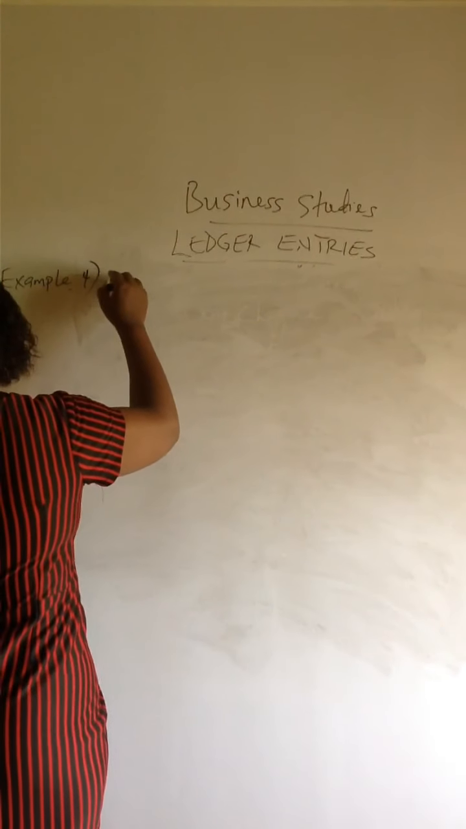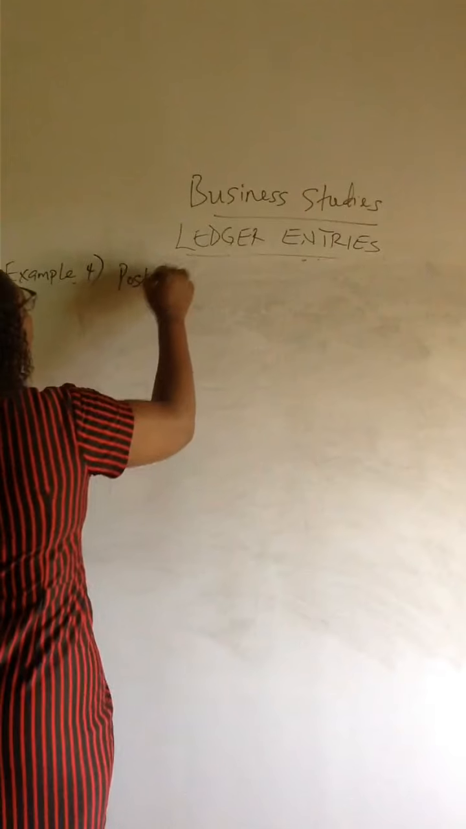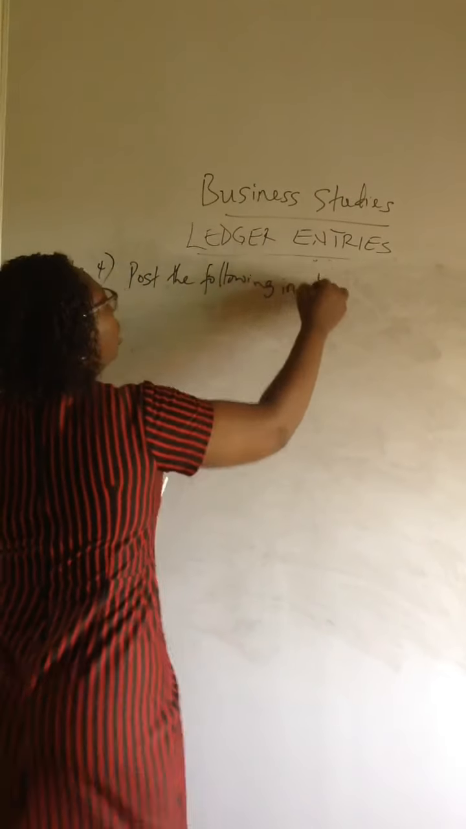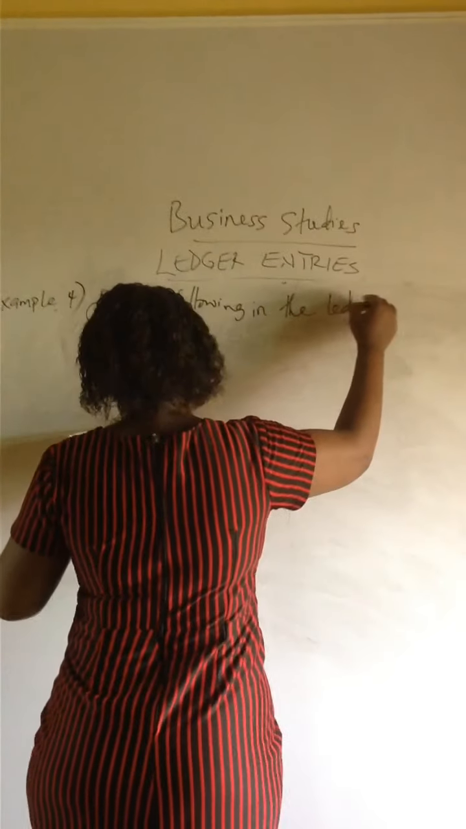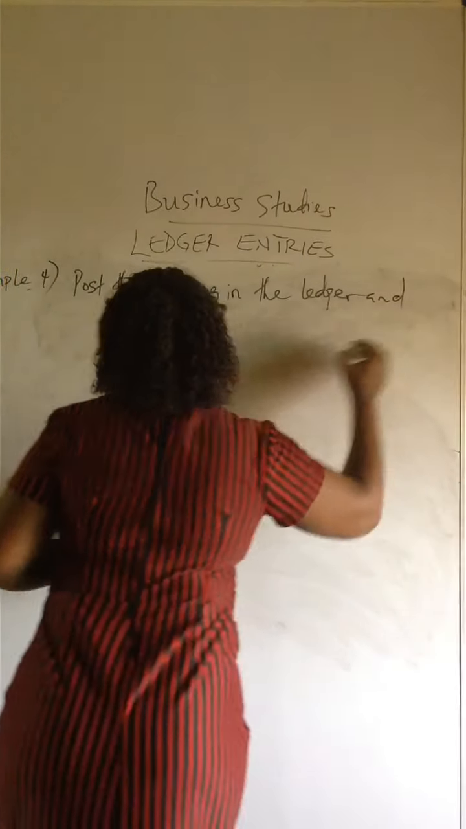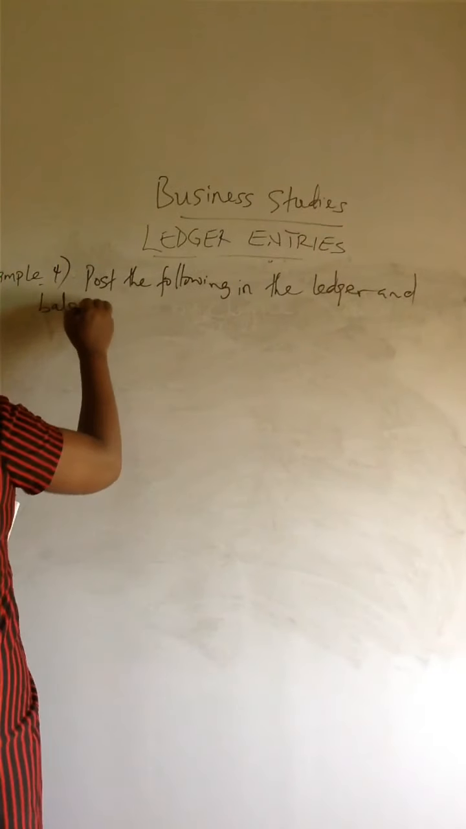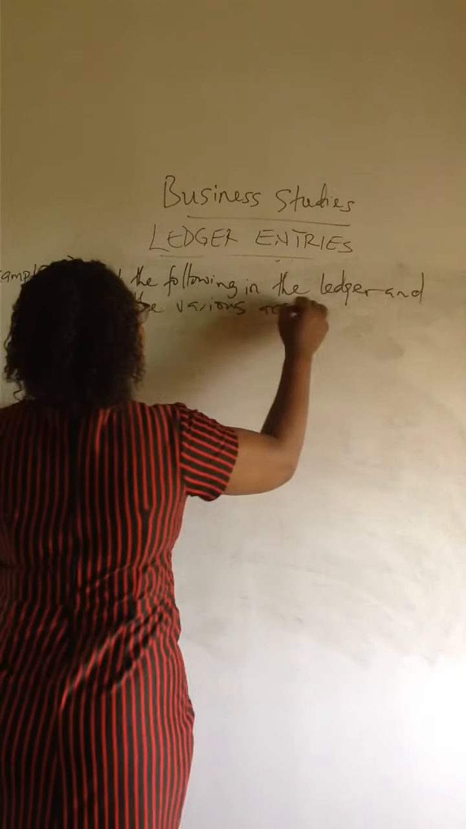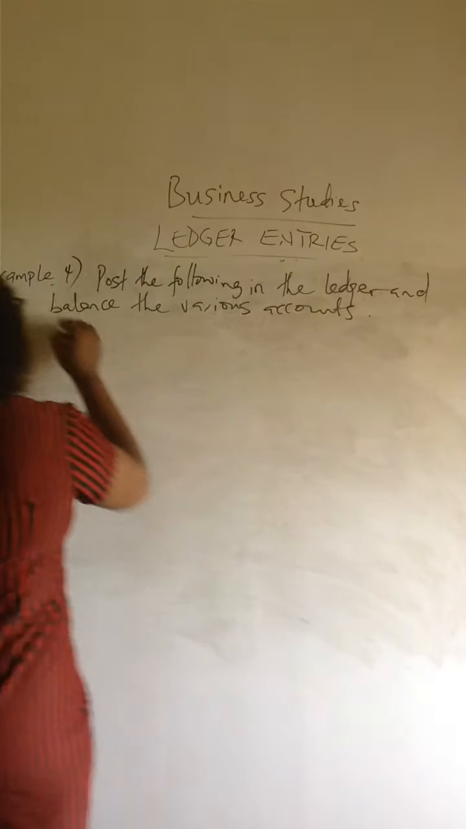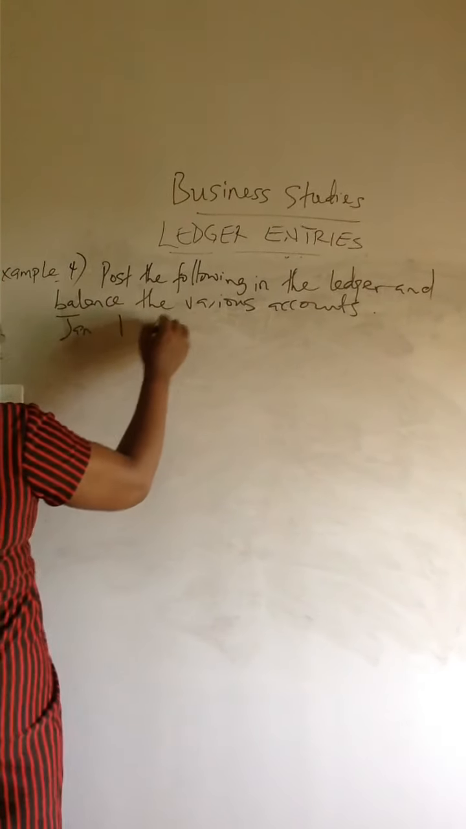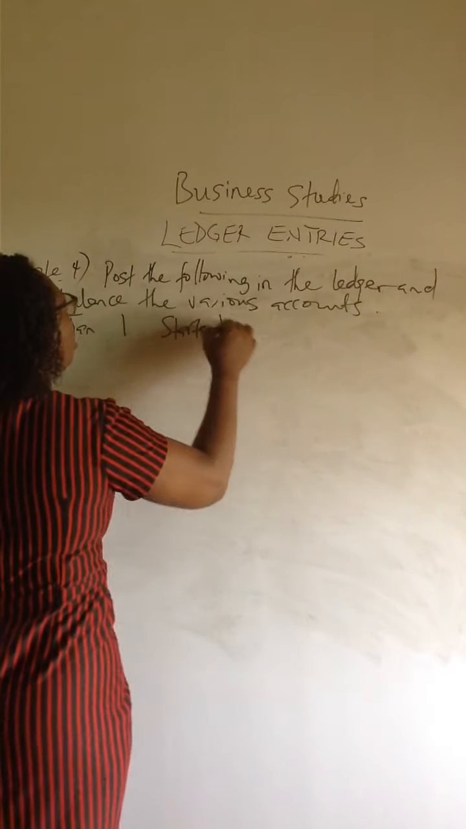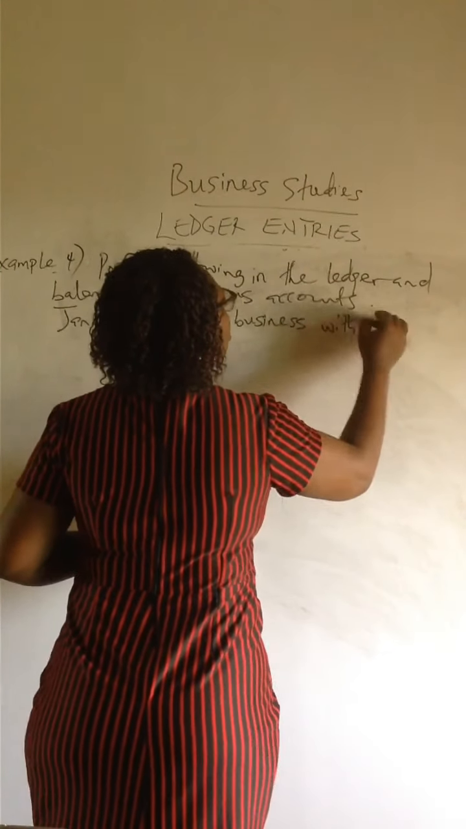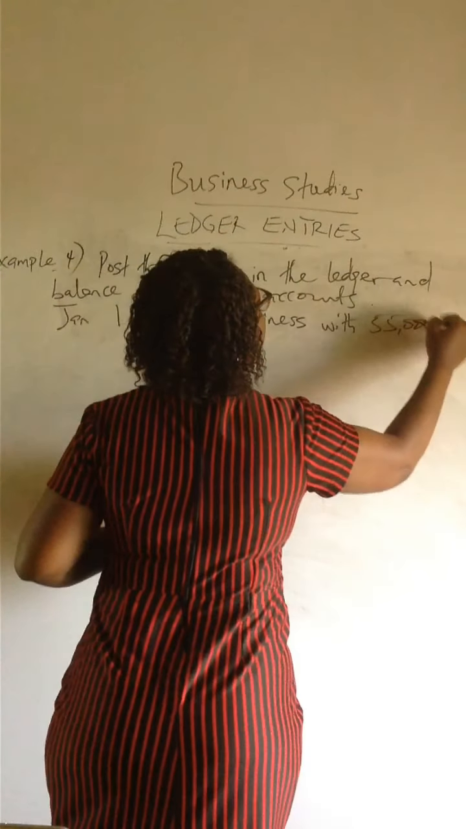4. Post the following in the ledger and balance the various accounts. January 1st, started business with 55,000 cash.